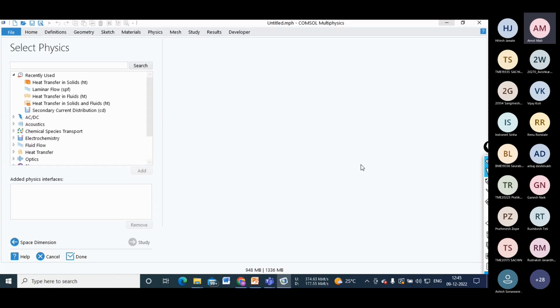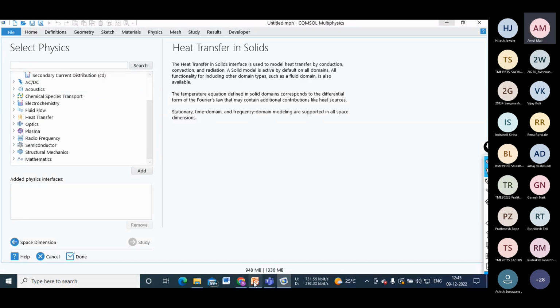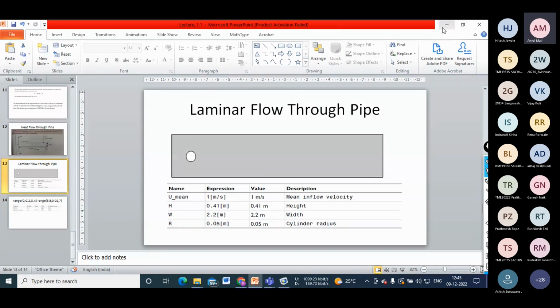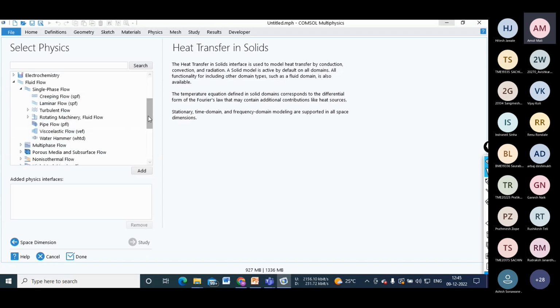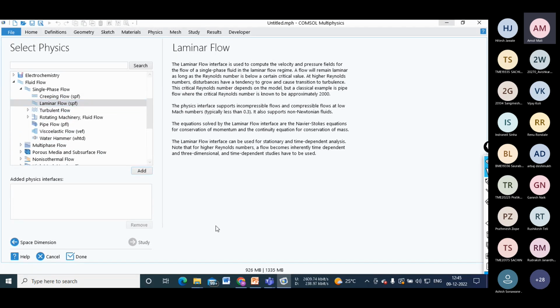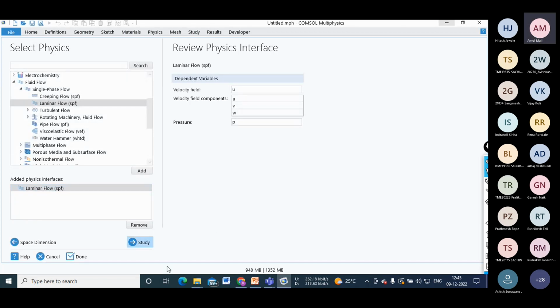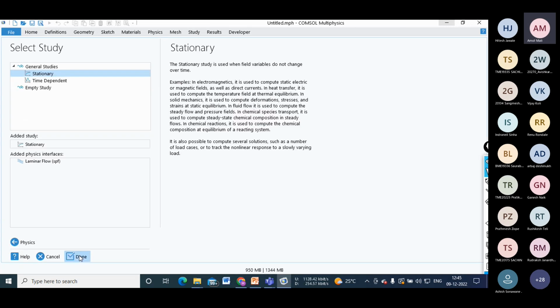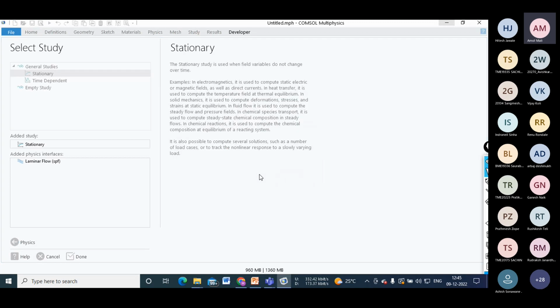So here I will select the 2D. Actually this diagram is 2D diagram. So I will select the 2D component, 2D elements. So here you need to come into fluid flow, single fluid flow, and then laminar flow. I will add this laminar flow and then study. So first I will take the stationary and then we'll see the time dependent also. Okay, hardly it will take 10 minutes.